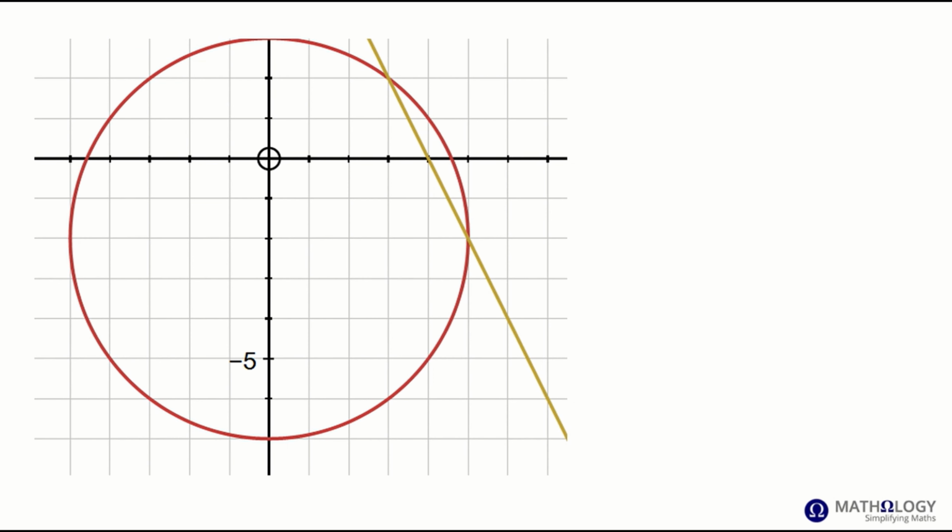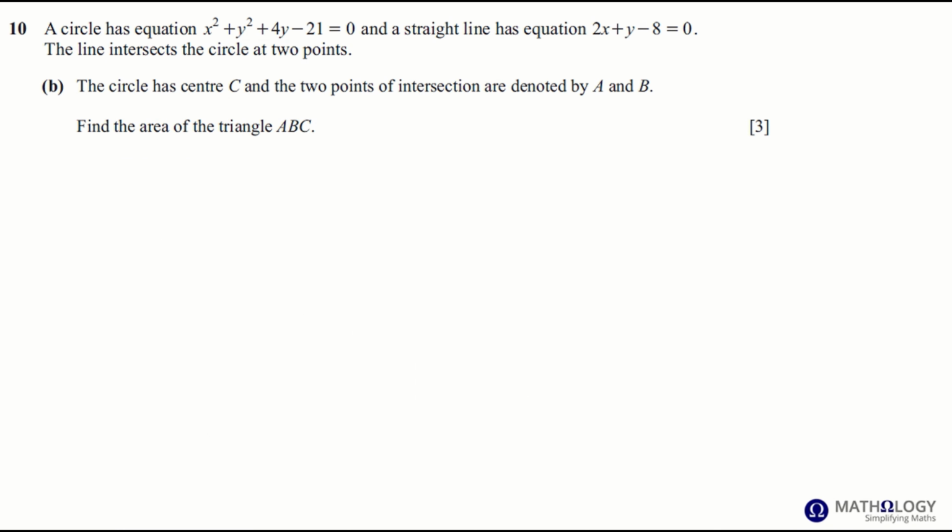Illustrating it graphically, here's the one point of intersection, and there is the other point of intersection. So B is the point 5, minus 2, A is the point 3, 2. The circle has center C and the 2 points of intersection are denoted by A and B, which you've already done. Find the area of triangle ABC.